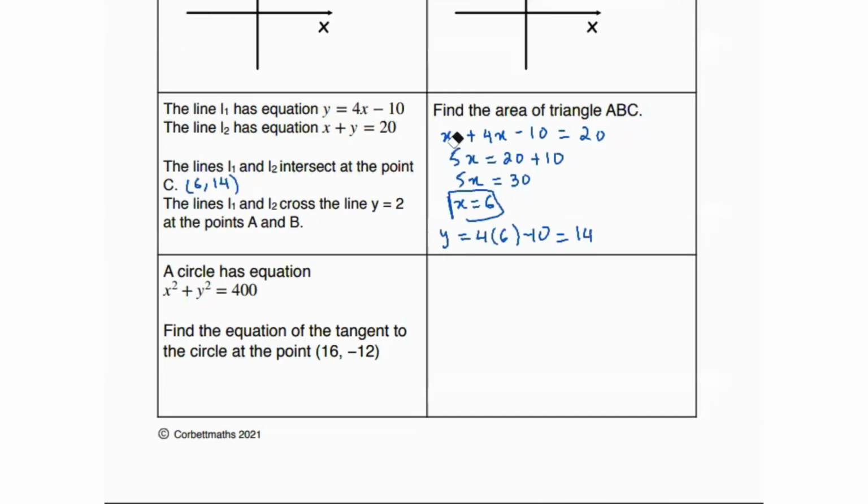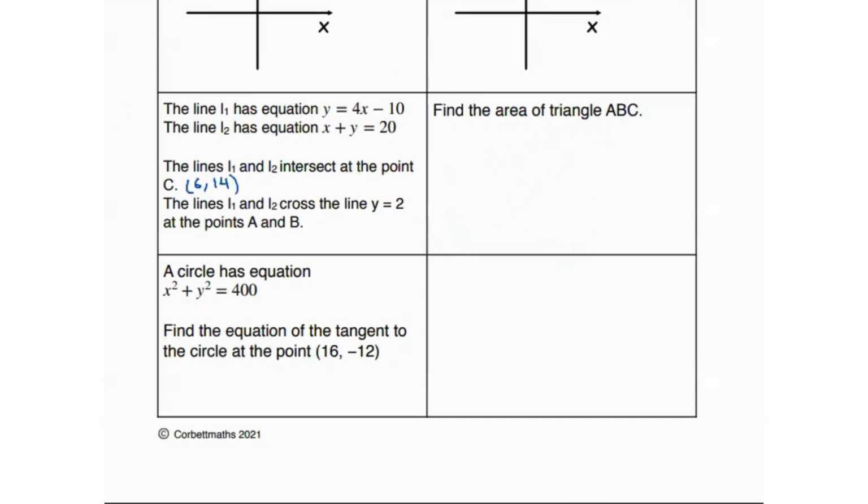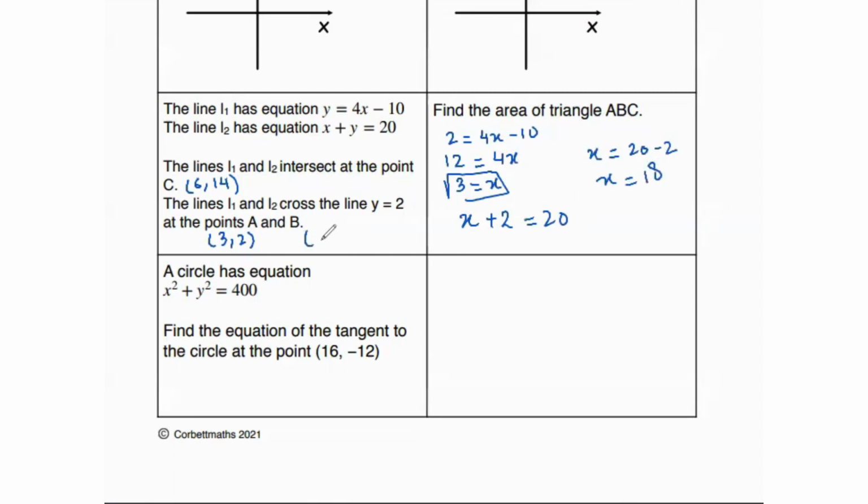Now let's find A and B. For A and B, the lines are crossing y equals 2. So 2 equals 4x minus 10. That's going to be 12 equals 4x, and 3 is x. So let's say A is 3, 2. And for the other one, x plus 2 equals 20. So x equals 20 minus 2, which is 18. So point B is 18 and 2.